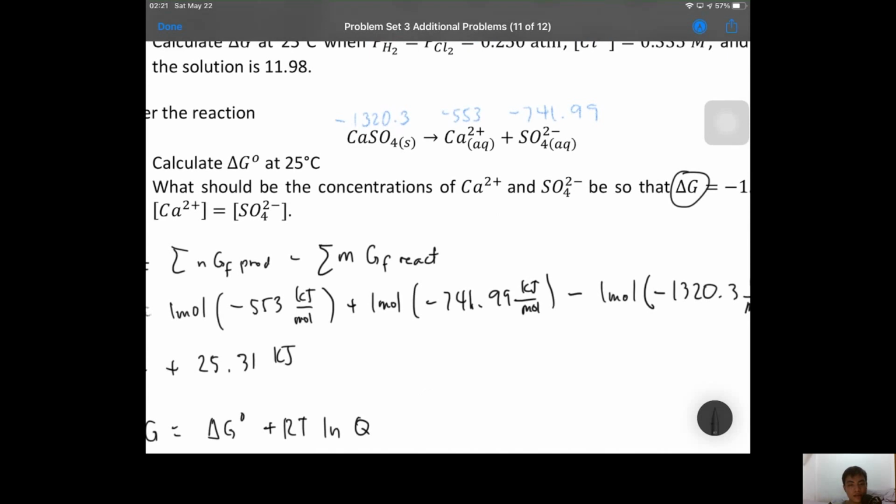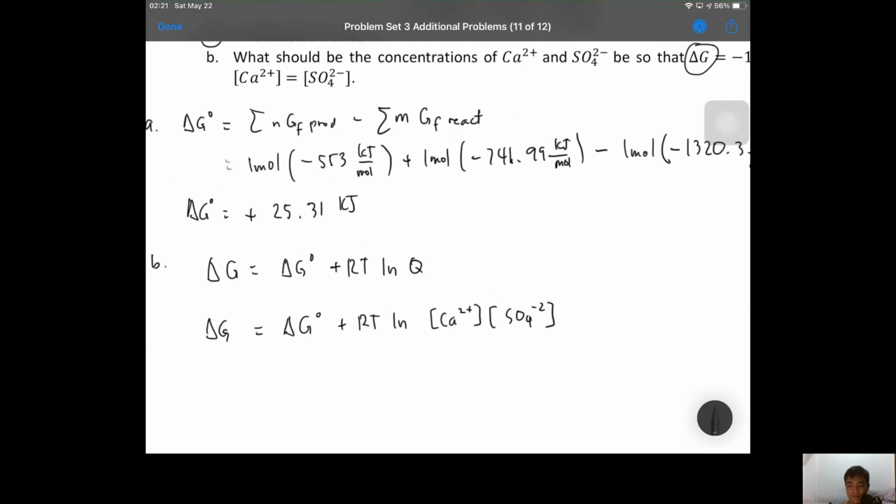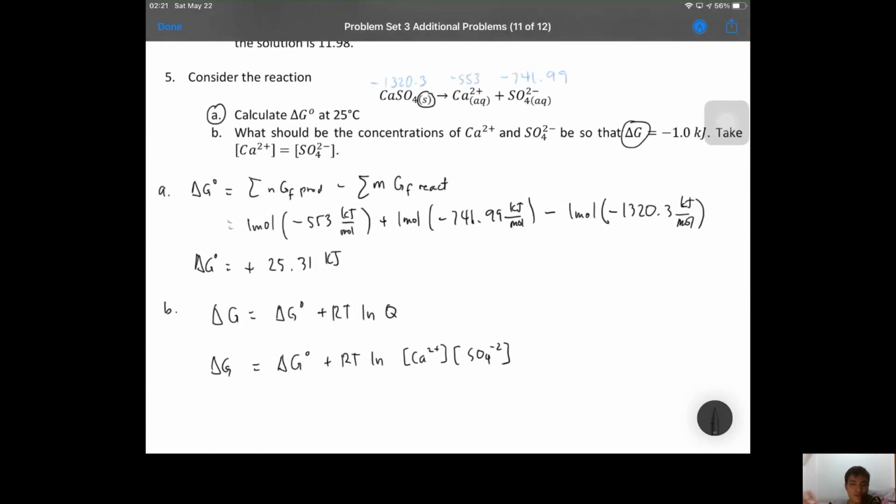For the reactant, mapapansin nyo yung reactant nyo ay solid. Kapag solid, hindi siya sinusulat. Okay? So, every time you see solid, wag mo isusulat. Kahit liquid, wag isusulat. Ang pwede lang isulat ay aqueous, pati gaseous. Pwede yan isulat sa K or Q. Pero kapag you have a solid or a liquid, hindi mo pwede isulat yan.